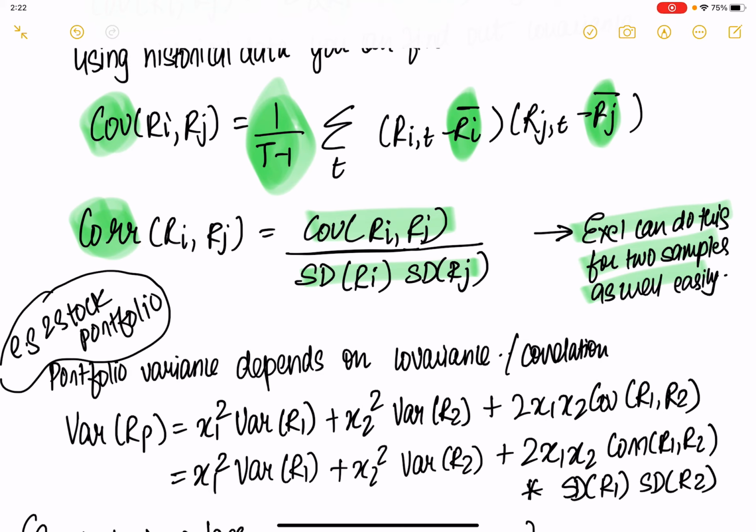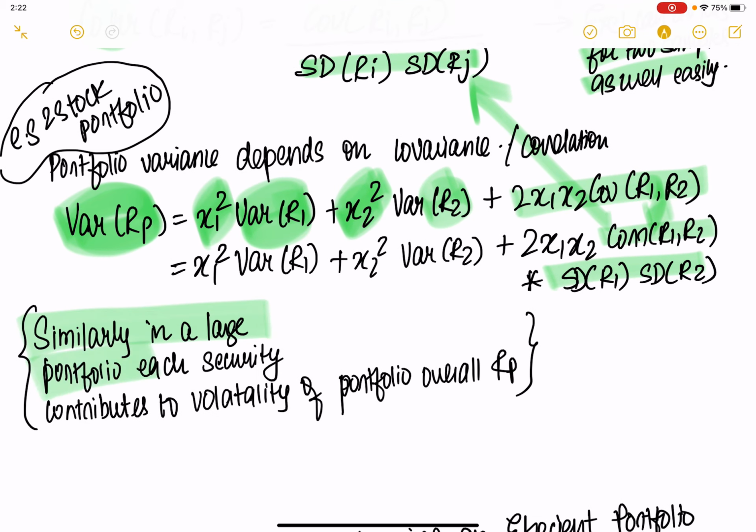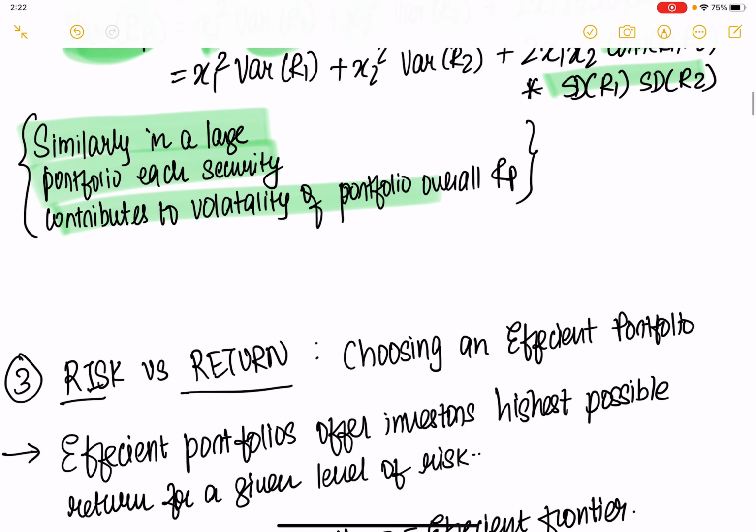Once you have the correlation and the covariance, you can find the variance of the portfolio. For a two stock portfolio, it is the weight of the first stock squared times the variance of its return, plus the weight of the second stock squared times the variance of its return, plus 2 times the two weights times the covariance, right? And covariance can be converted to correlation, as we saw earlier. Similarly, in a large portfolio, you'd have to do it in a much more complex way, but you can do all of this in Excel in a very easy way. And I'll create another video for that.